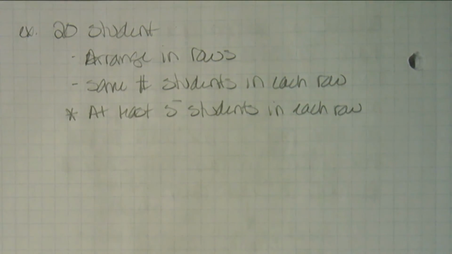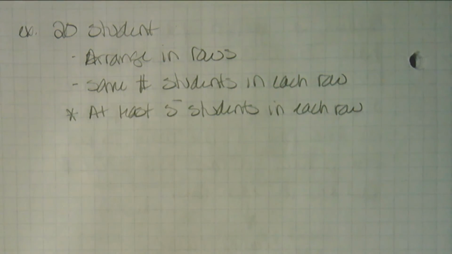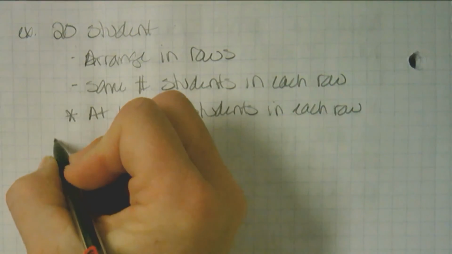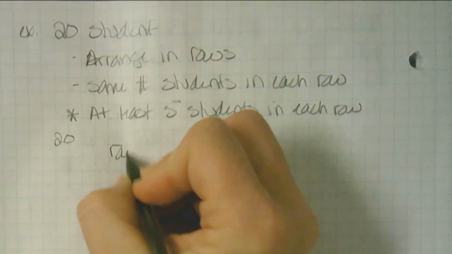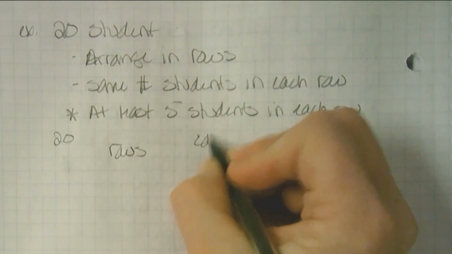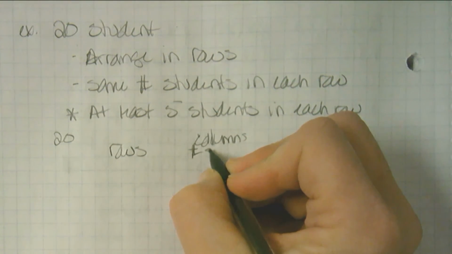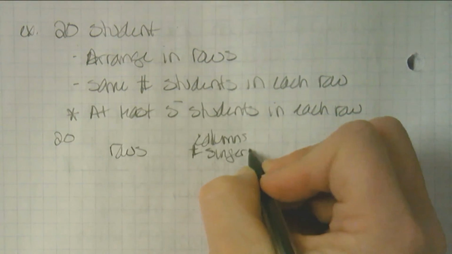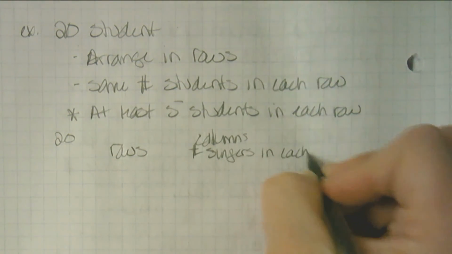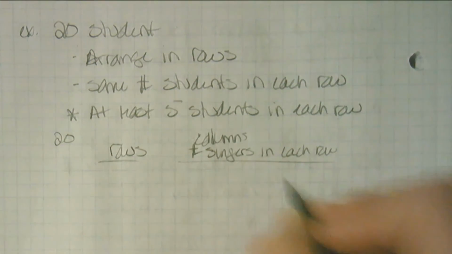So what number am I finding the factors of? Angela? No, what number am I finding the factors of? 20. All right. So Angela, I'm going to write rows, and then I'm going to write columns, but underneath that I'm going to say number of singers in each row. Okay, give me the combinations, Angela.